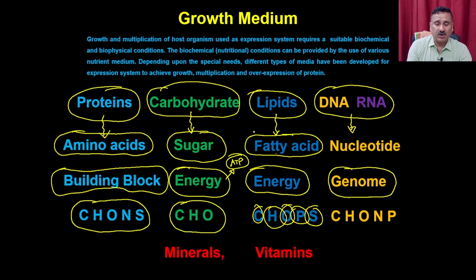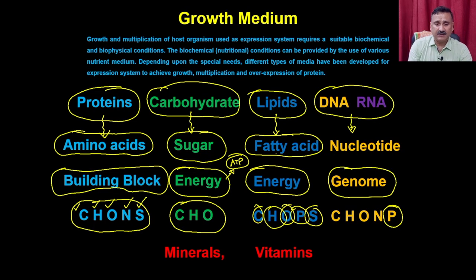So apart from these three molecules, you require a nutrient source which can provide carbon, hydrogen, oxygen, nitrogen, and sulfur, as well as phosphorus. If you take a growth medium which can supply carbon, hydrogen, oxygen, nitrogen, and sulfur, that is good enough for a cell to assimilate different building blocks such as amino acids, sugars, fatty acids, or nucleotides. Ultimately, they generate biomolecules such as protein, carbohydrate, lipids, DNA and RNA. At the end, they use these molecules for running their metabolism and different activities, and that's how they use this for their growth.